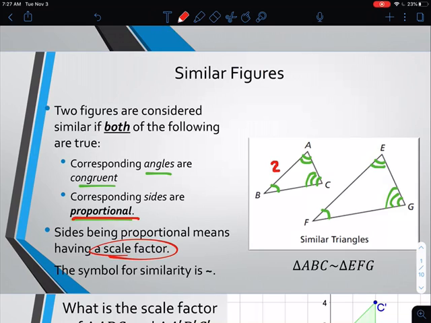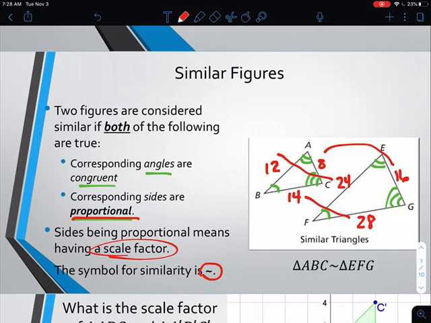So for instance, if I said AB was 12, AC was 8, and BC was 14. And then in the other triangle, if I said EF was 24, EG was 16, and FG was 28, well, if we look at the corresponding sides, 8 times 2 would give me 16, 12 times 2 would give me 24, 14 times 2 would give me 28. So if all three sides increase or decrease by exactly the same amount, the sides are considered proportional.